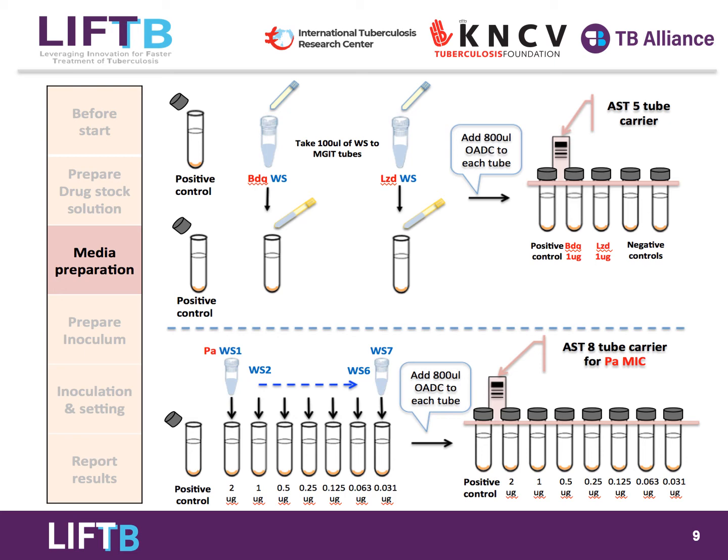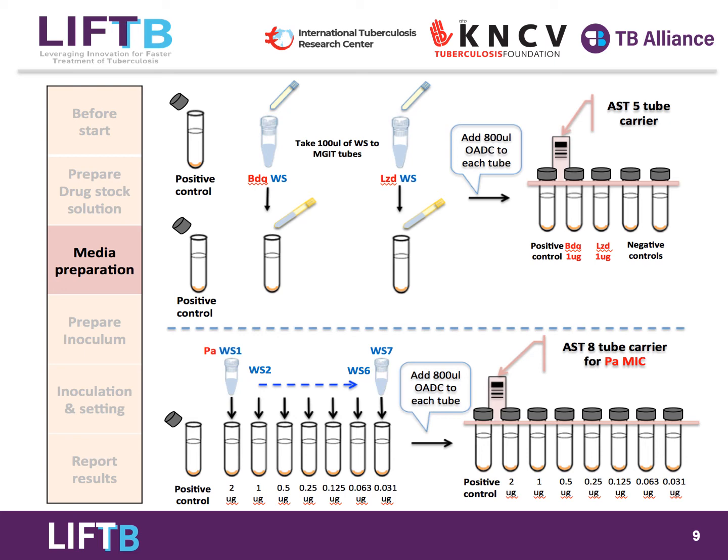2. For pretomanid, use the 8-tube AST carrier. A. Label one tube GC and the remaining tubes WS1 through WS7. B. Add 0.8 milliliter of OADC to each tube using a 1000 microliter micropipette tip.